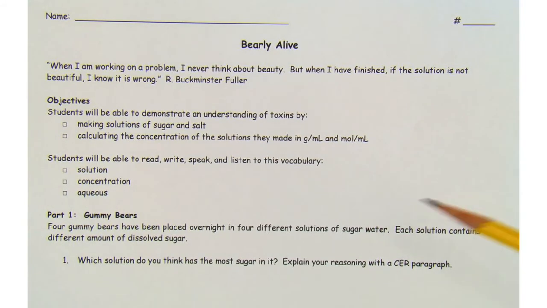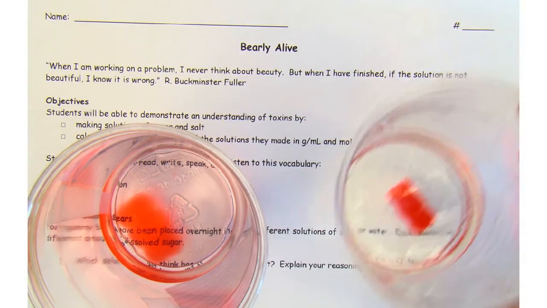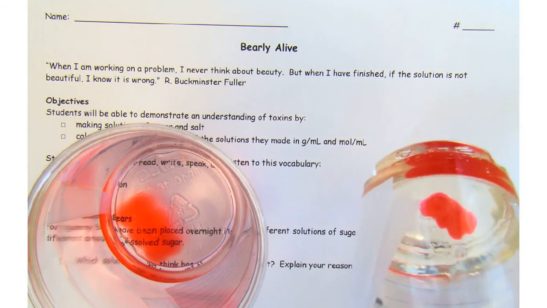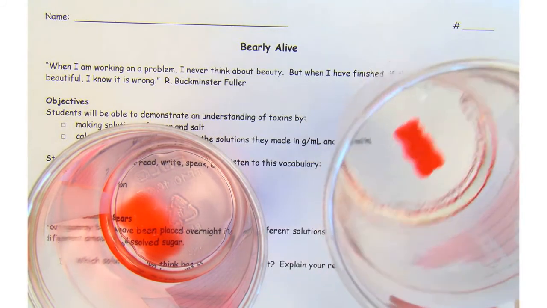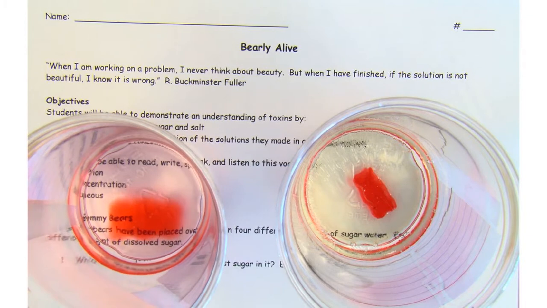The first part we did in class talks about gummy bears. Remember we had those different solutions of gummy bears. So here's solution A, here's D. First question, which solution has the most sugar? So A or D. If you notice D, it's really thick. A is really liquidy.